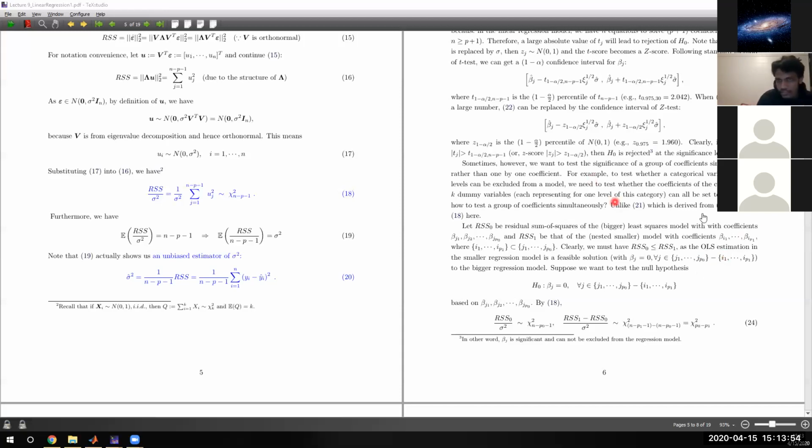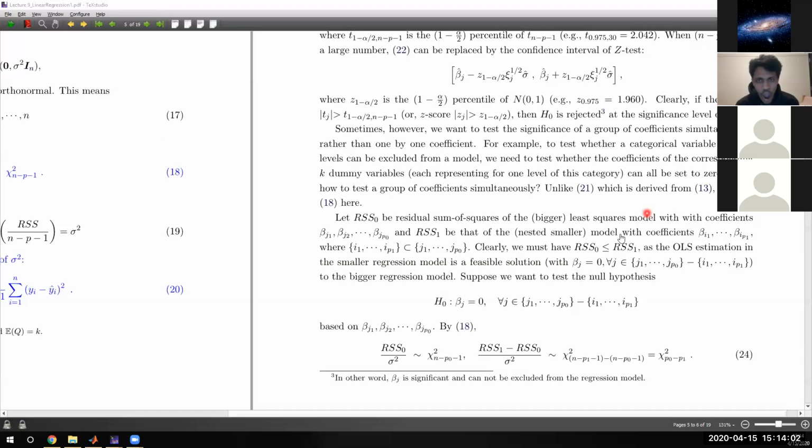So mathematically, what we do is this. Suppose the big model is beta J1 to beta J P0, and the nested smaller model means I choose something from here. The smaller model is beta I1 to beta I P1. So P0 means the original one, which is bigger, and P1 is something smaller. And of course, we have that I1 to IP1 is a subset of J1 to JP0.